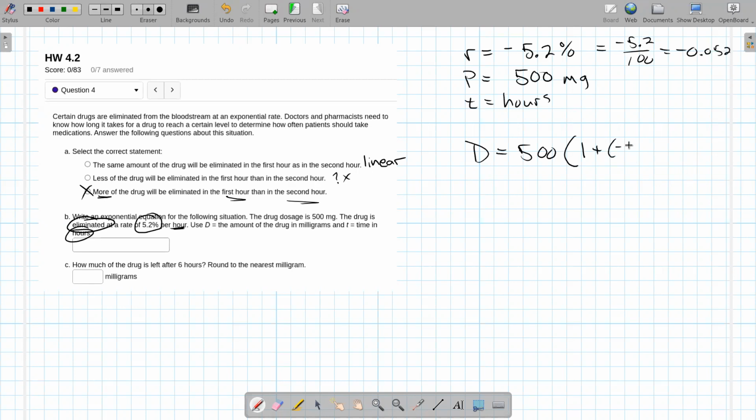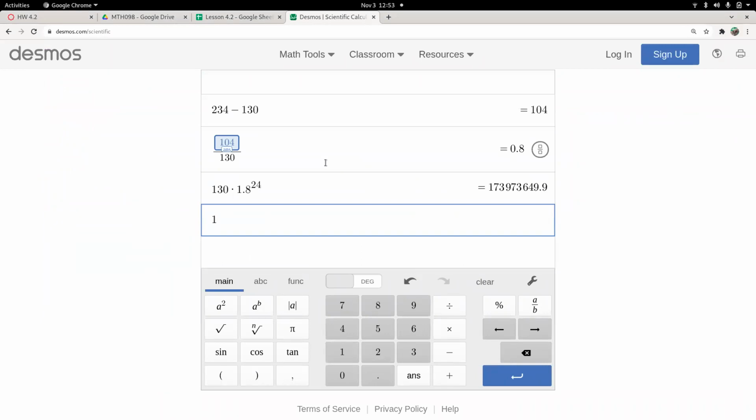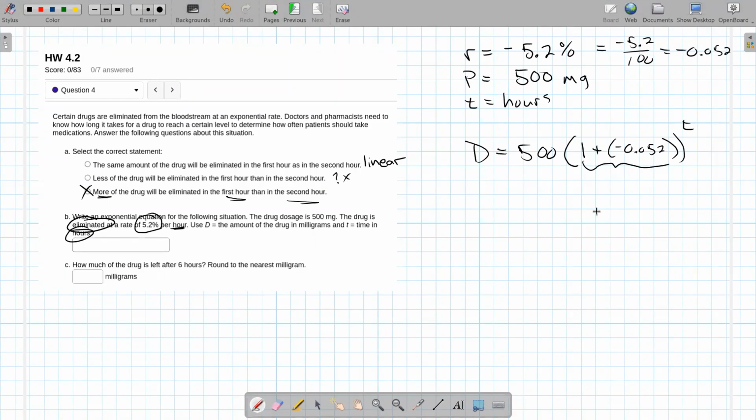So I'm going to subtract 0.052. Double check that on a calculator. This cleanup here is usually pretty easy on a calculator, so I think it's worth doing. 1 minus 0.052 gives me 0.948. So that's what's left behind each hour. So now I have 500 times 0.948 to the power T. So that's my drug elimination. And that's my formula right here. Then they want to know what happens 6 hours later, and we would just plug in 6 to that.